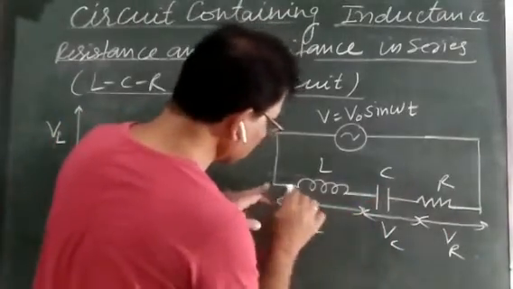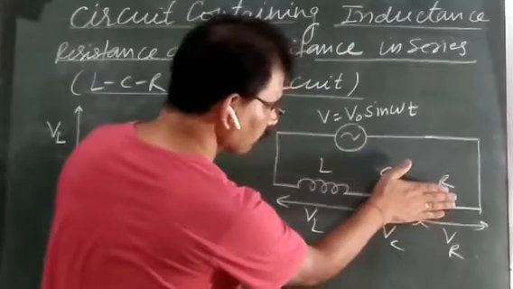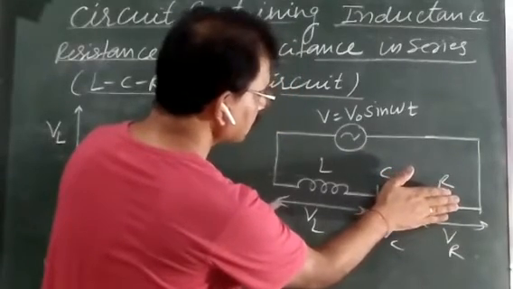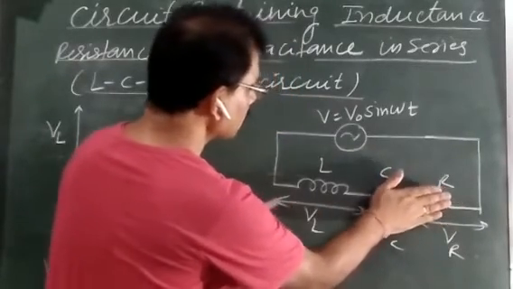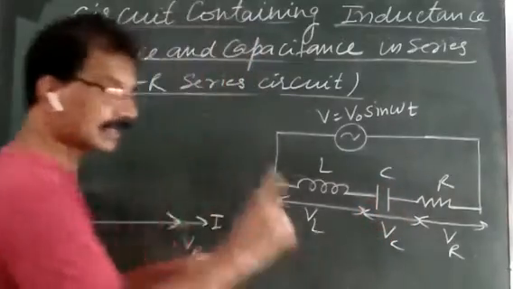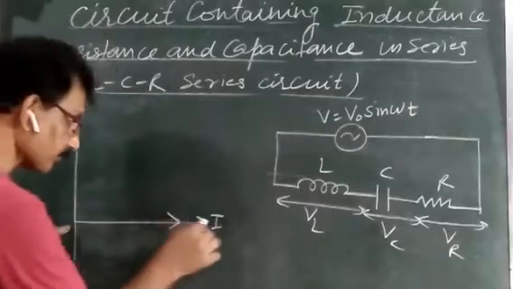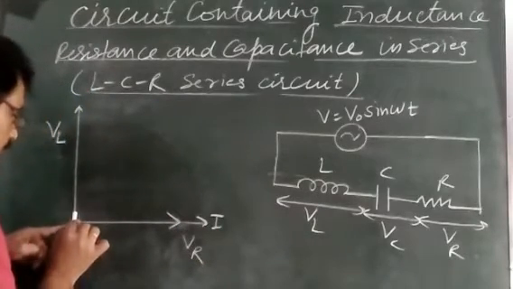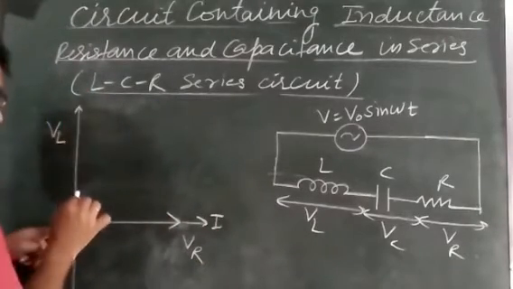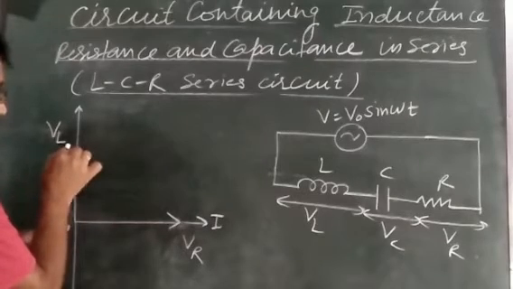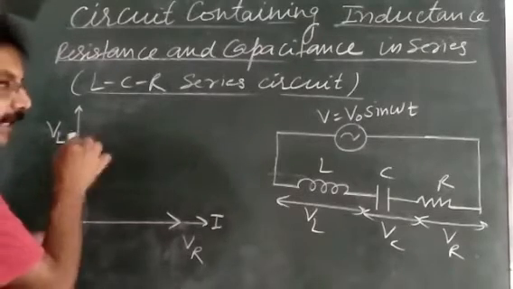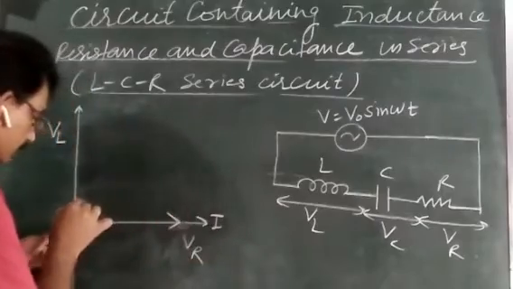Next, when the circuit contains only an inductor, then the voltage across the inductor leads the current I by phase angle 90 degrees. Current is this one, it means the voltage across the inductor VL will go upward. Means the potential across this inductor, or the voltage across the inductor, leads the current I by phase angle 90 degrees.